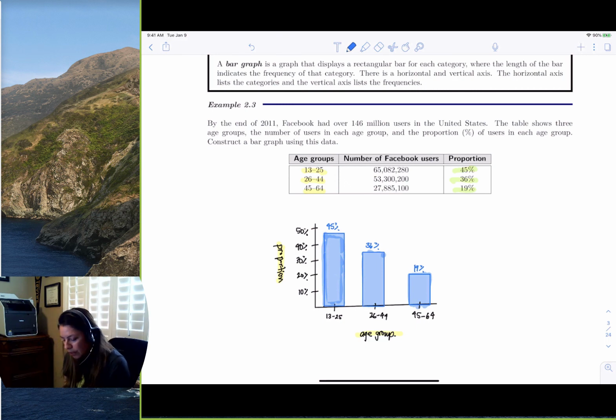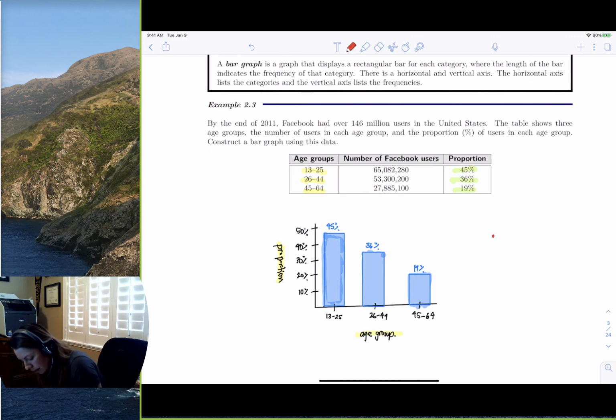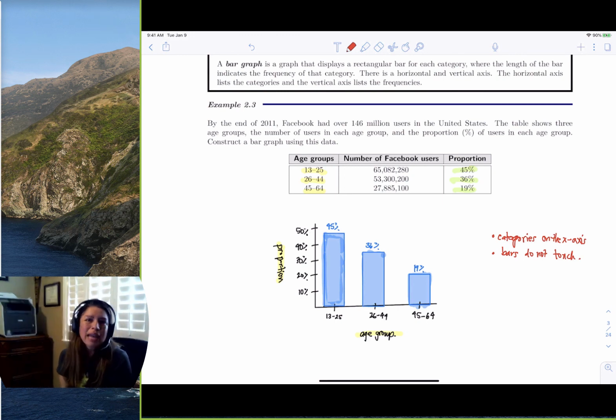Now, a bar graph, once again, I just want to write some notes. The bar graphs themselves have categories on the x-axis, and also have the bars not touch. Okay, and we keep them separate because they're categories. We can't blend them. They don't really blend well. And those are the two things to really remember about bar graphs.